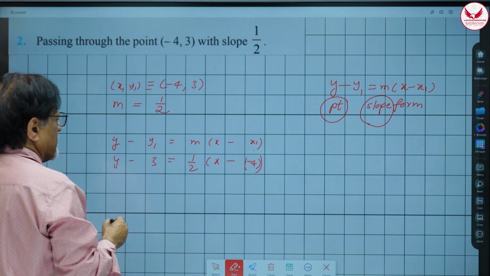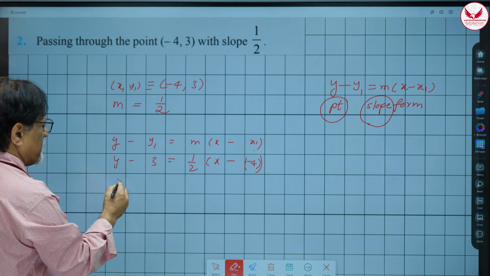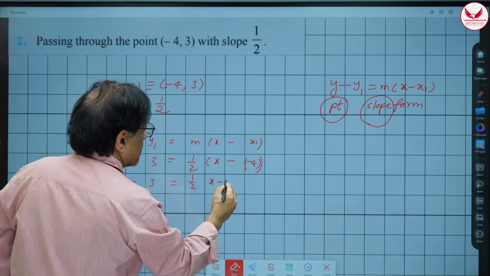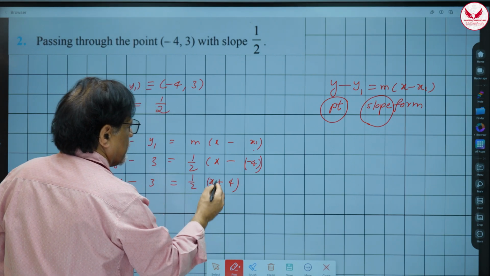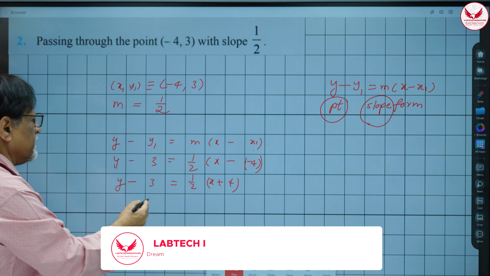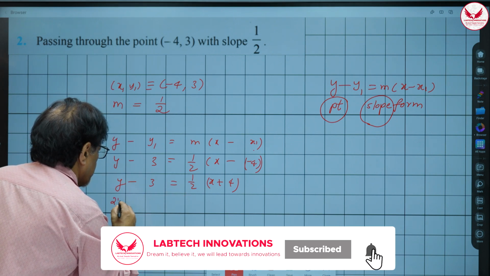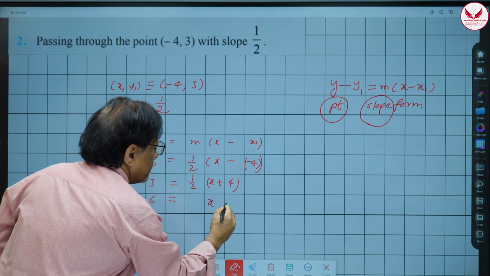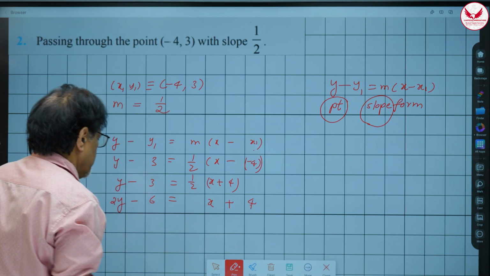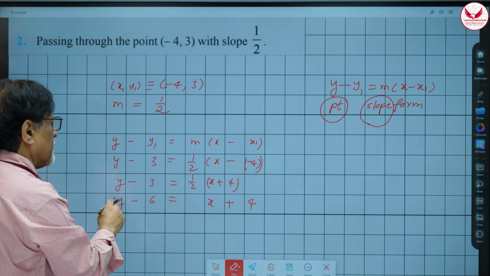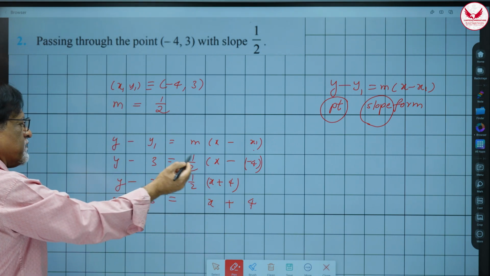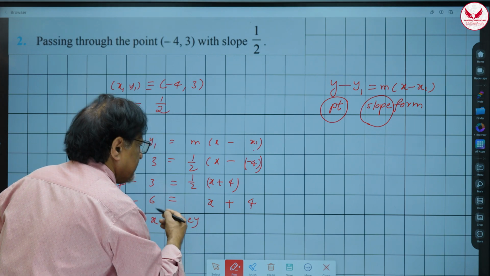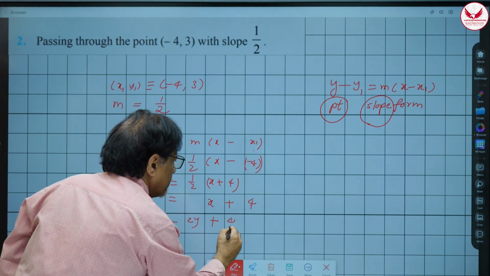So this will be the case. Now you just simplify it. So that means y minus 3 is equal to half into x plus 4. Why? Because minus minus becomes plus. Now this 2 can be brought here. So this becomes 2y minus 6 is equal to x plus 4. Okay? Which means if I bring all the terms on that side, those terms will change their signs. Therefore it will be x minus 2y, right? Plus 4, which is already there.